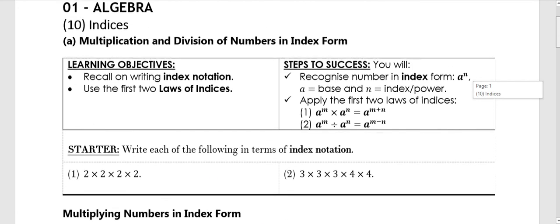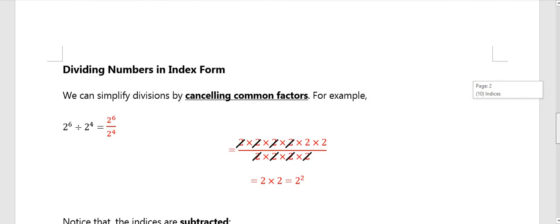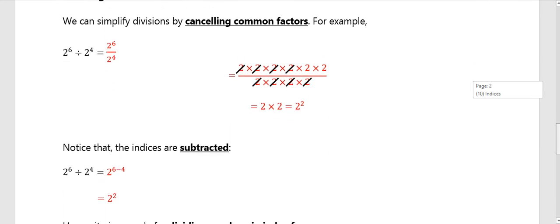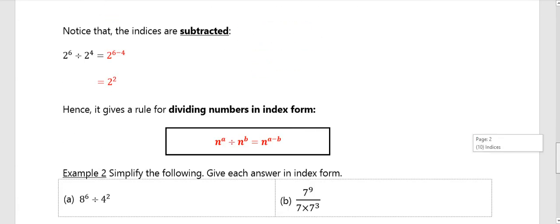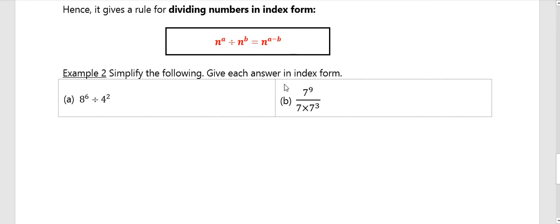For the next one, let's have a look at the division. Okay, this is the rule that I explained just now through WhatsApp. Canceling, and then you have this one, and you have to remember this rule. Remember this rule: when you divide numbers in index form, you have to subtract the powers. Okay, let's have a look at the next example.